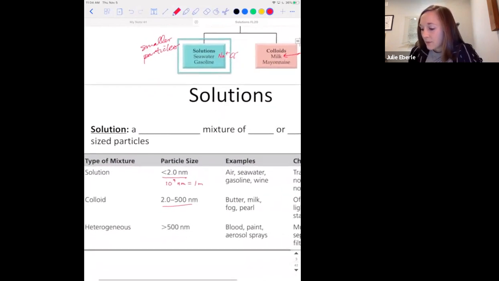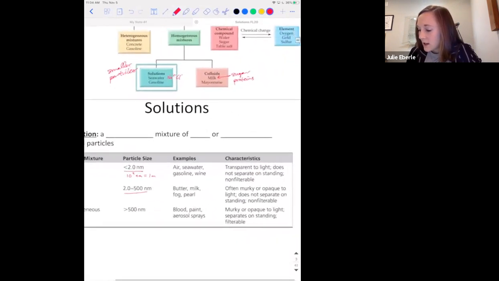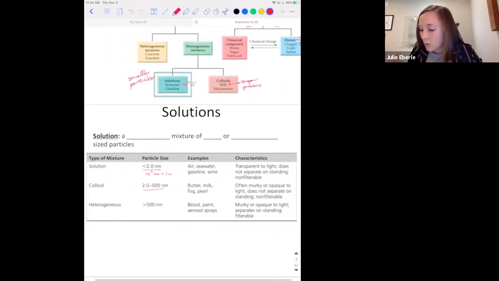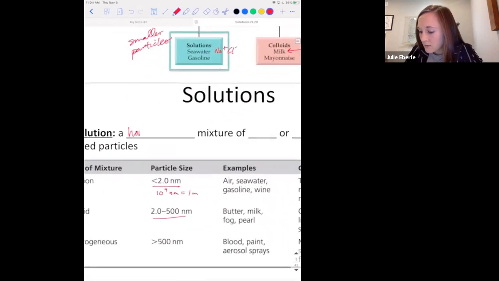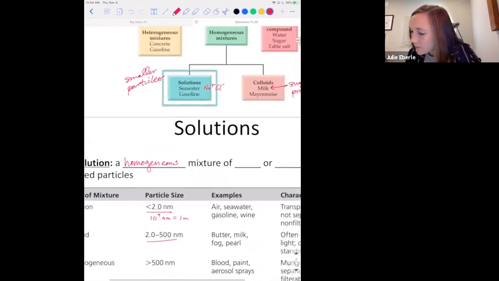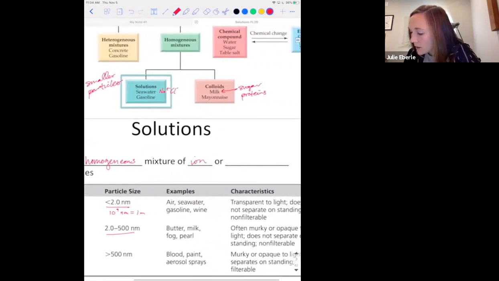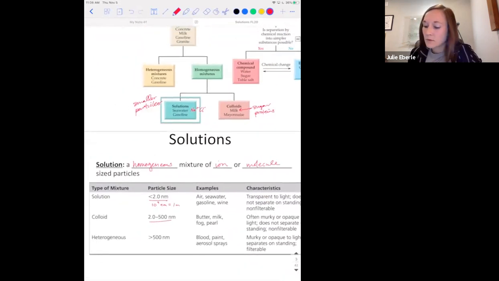So, anyways, there's the examples. And here are some characteristics of these solutions that we'll go through in just a second. But let's actually define what a solution is. We now know it's homogeneous. A homogeneous mixture of ion or small molecule sized particles, okay?